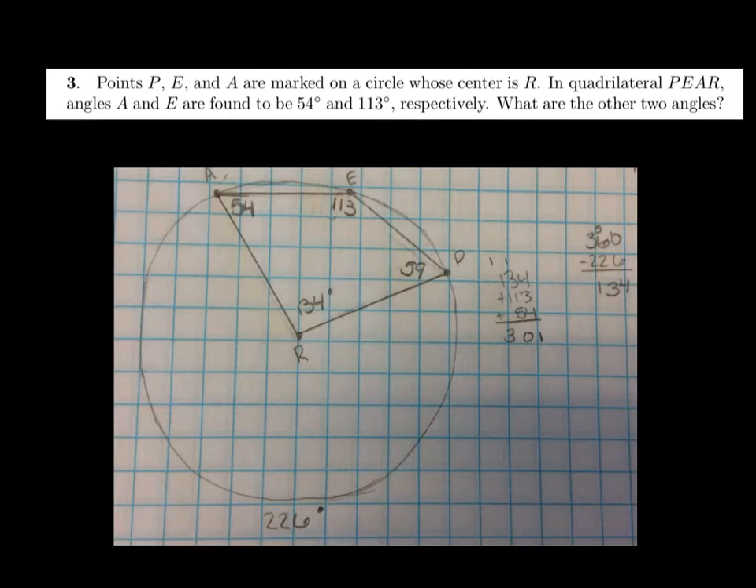Points P, E, and A are marked on a circle whose center is O. In a quadrilateral pair, angles A and E are found to be 54 degrees and 113 degrees, respectively. What are the other two angles?